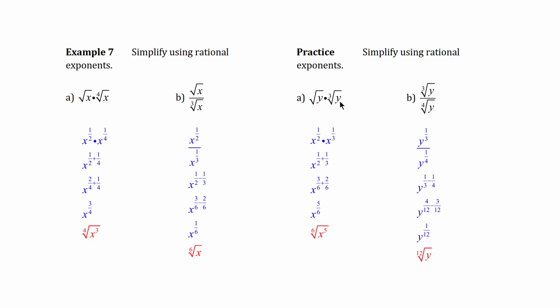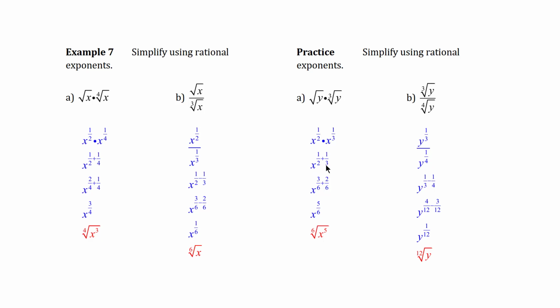Alright, so let's get started with part A. So first, we rewrite everything using rational exponents. We get x to the 1/2 power times x to the 1/3 power. Next, we use the product rule. We get x to the 1/2 plus 1/3 power.